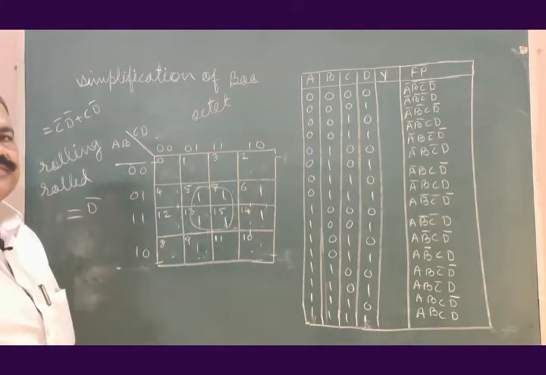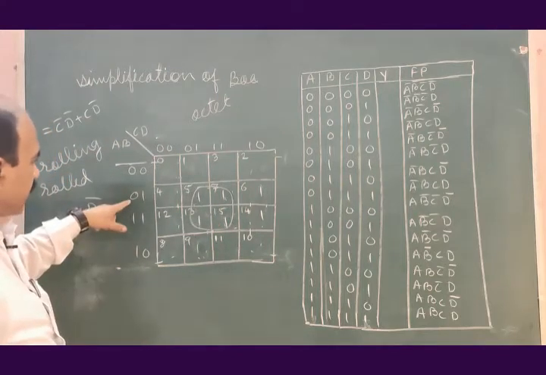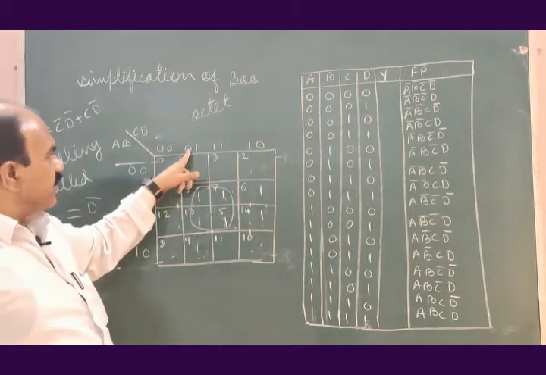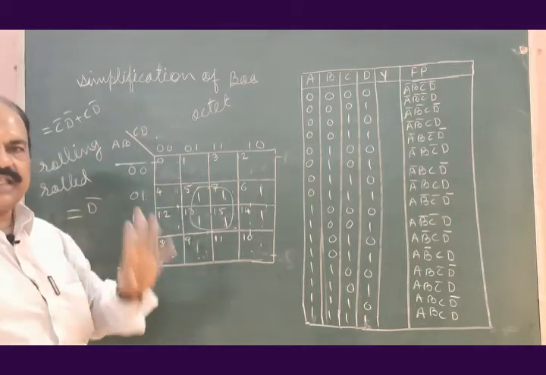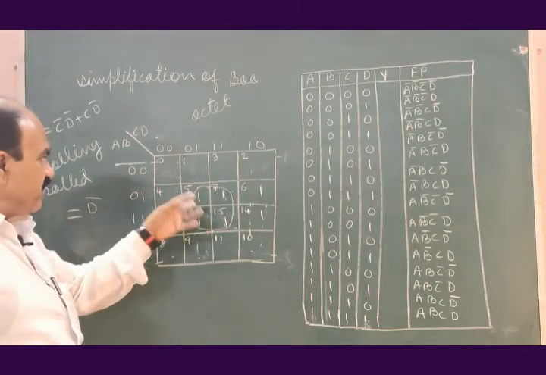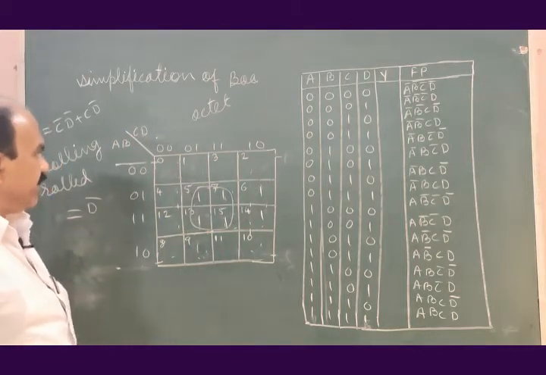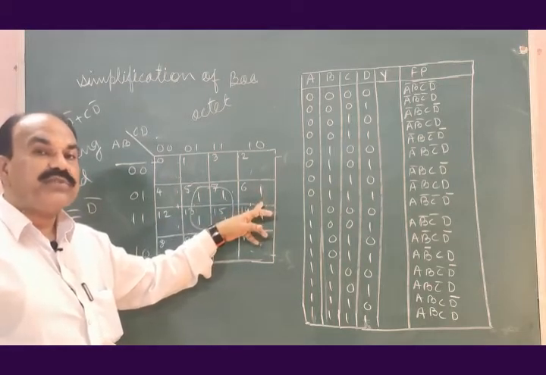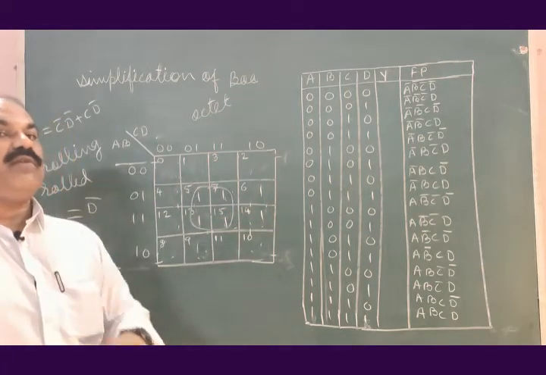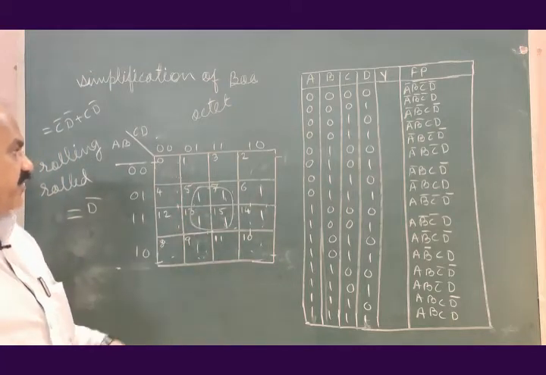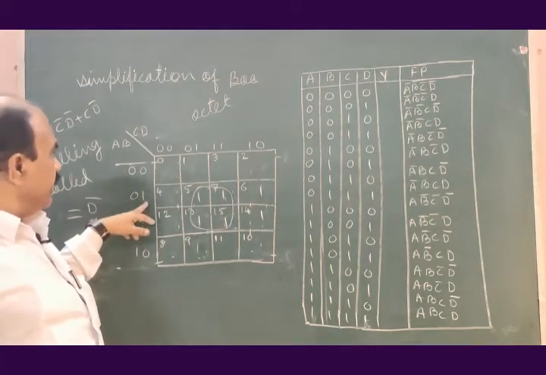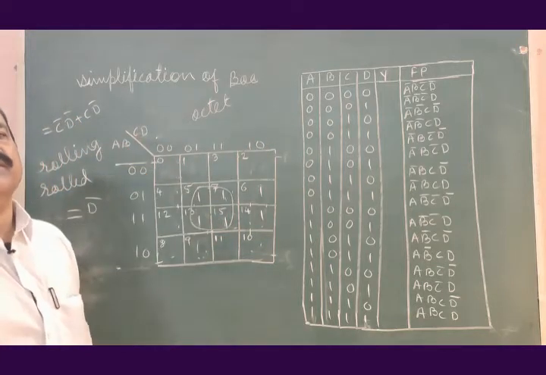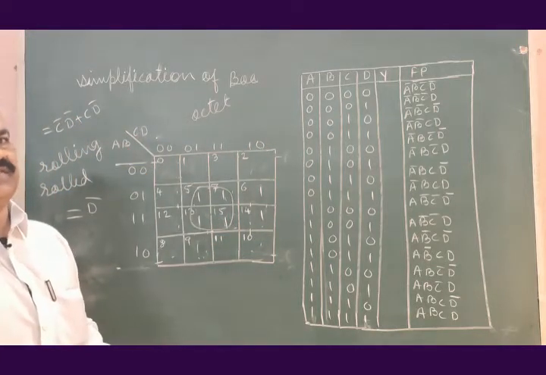Equation of this will be: A will go away, B is left here, C will go away, D is left here. Equation of this will be B, D. If I go for this, a pair is formed. When a pair is formed, only one variable will go away. And what will be the equation of this? B, C, D bar. More hardware is required.